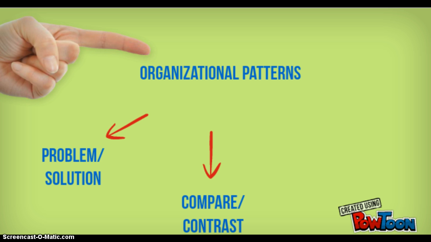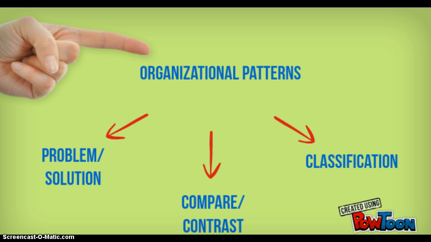Another example of an organizational pattern would be compare and contrast. An example of comparing and contrasting would be like the poems. When we compared and contrasted two poems, not necessarily poems, but the excerpt from Romeo and Juliet in the balcony scene and the poem, we compared and contrasted how the two girls that were being spoken of were similar and how they were different.